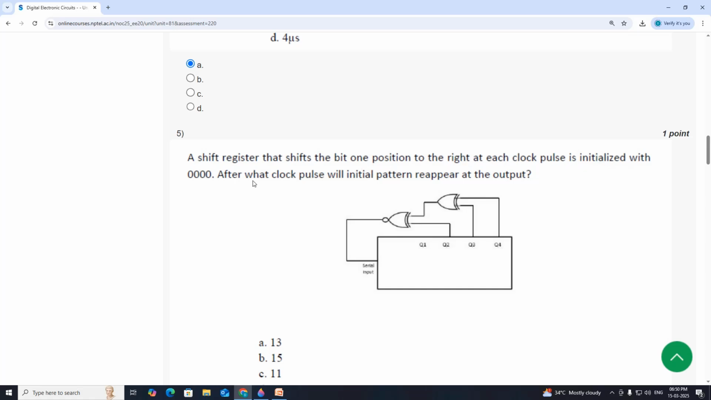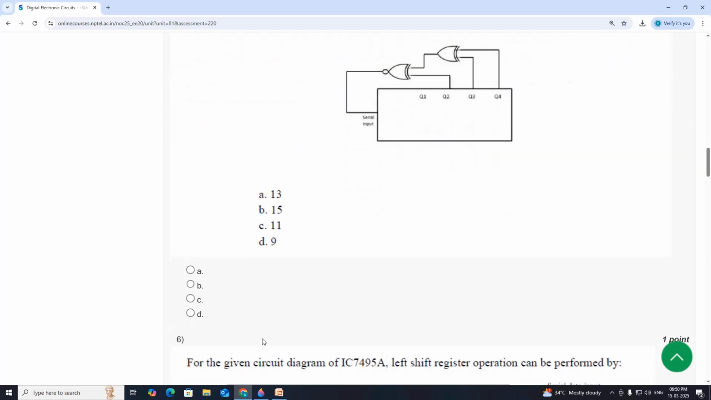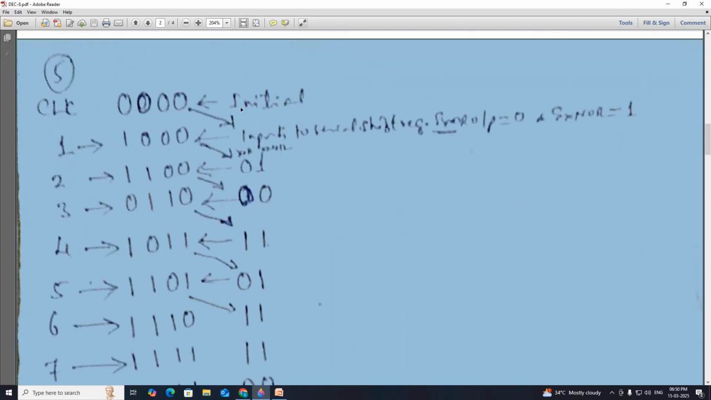Fifth one, a shift register that shifts the bit position to the right at each clock pulse is initialized with 00. After what clock pulse will the initial pattern reappear at the output? So this is the initial value. What you have to consider is that the XOR output is equal to 0, because these two are 0, and the XNOR output will be 1. So this one is given as input 1. At the first clock we will get 10000. So now for this register, 00 becomes 0, and again 000 is there.